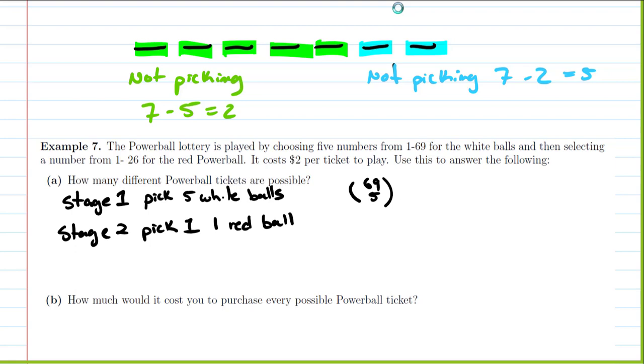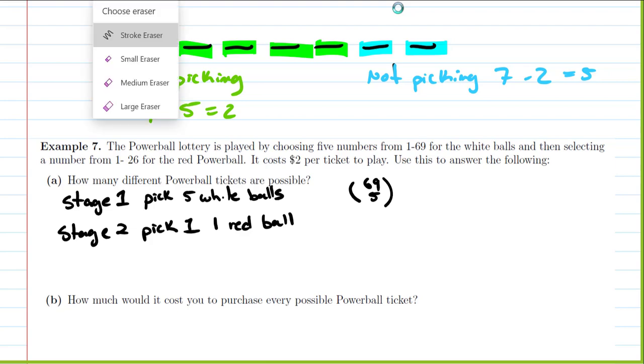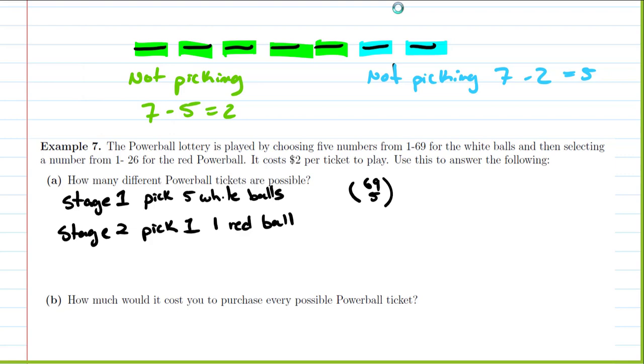And then how many ways can we pick a red ball? How many choices are we going to have for picking that number? All right, we're going to have 26 possible choices for our Powerball.